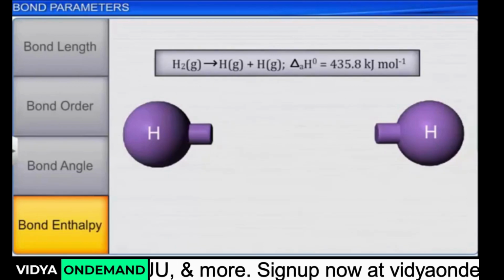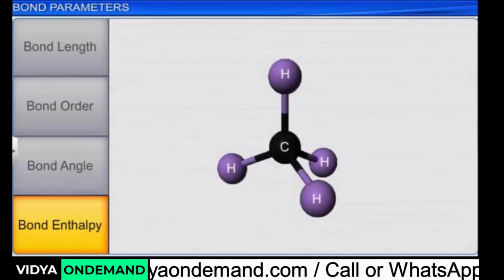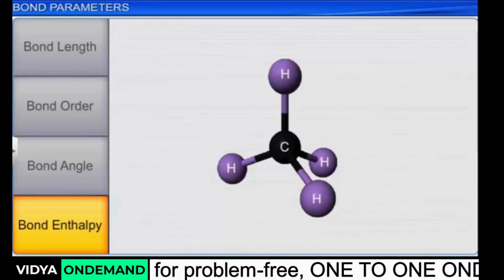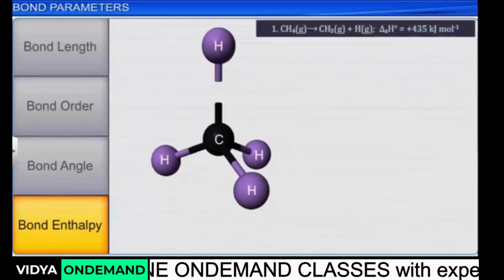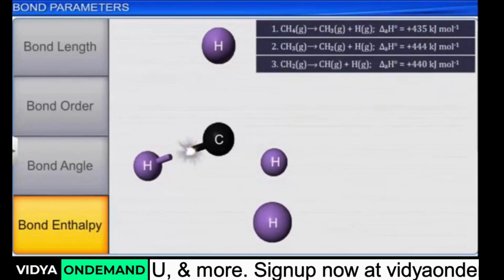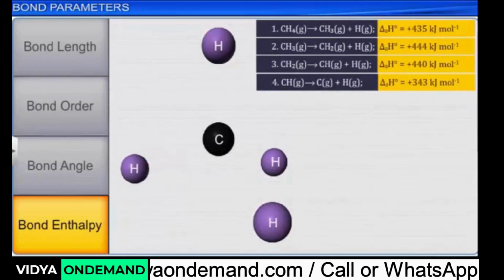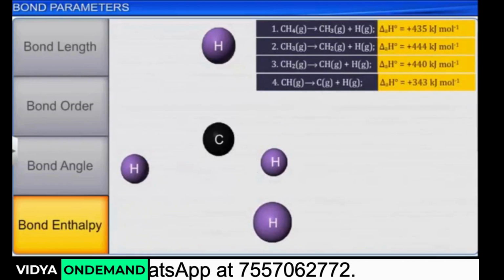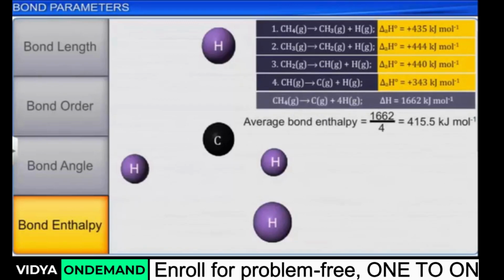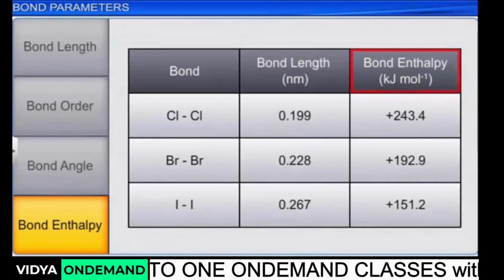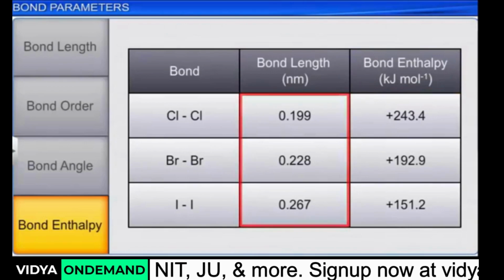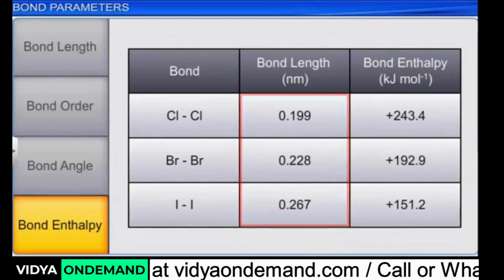When a molecule is made of more than two atoms, it consists of more than one bond. In such cases, the bond enthalpy for each bond may be different. Hence, the average of all the bond enthalpies is taken as the bond enthalpy of that molecule. Bond enthalpy is inversely proportional to bond length. This means the shorter a bond between two atoms, the more energy it takes to break it.